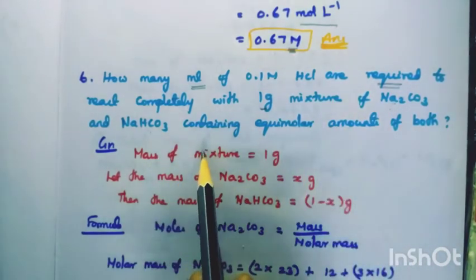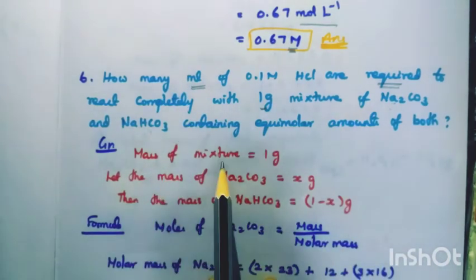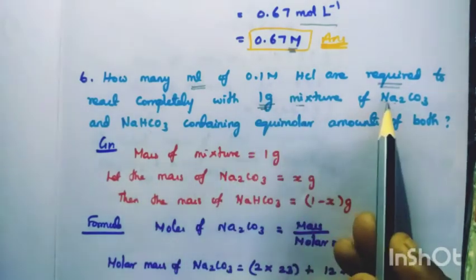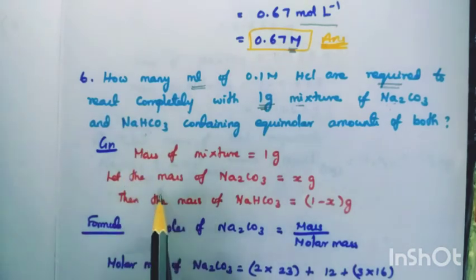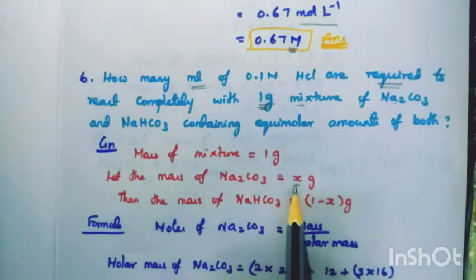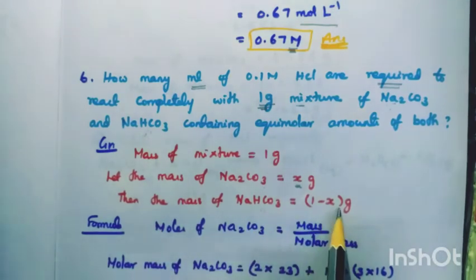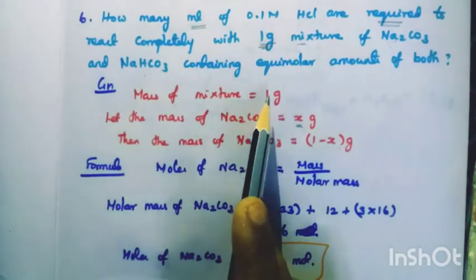So first let's write the given data. Volume we have to find. Mass of the mixture is 1 gram. We don't know the mass of sodium carbonate as well as sodium bicarbonate. So let the mass of the sodium carbonate be x, which means the remaining is sodium bicarbonate. So the mass of the sodium bicarbonate is equal to 1 minus x. Totally, sodium carbonate and bicarbonate together is 1.